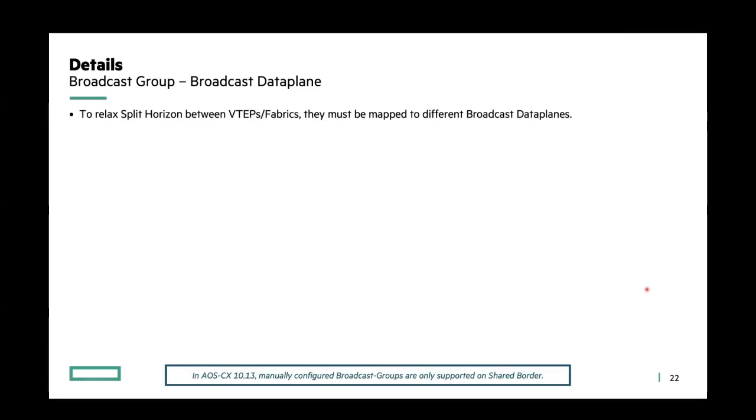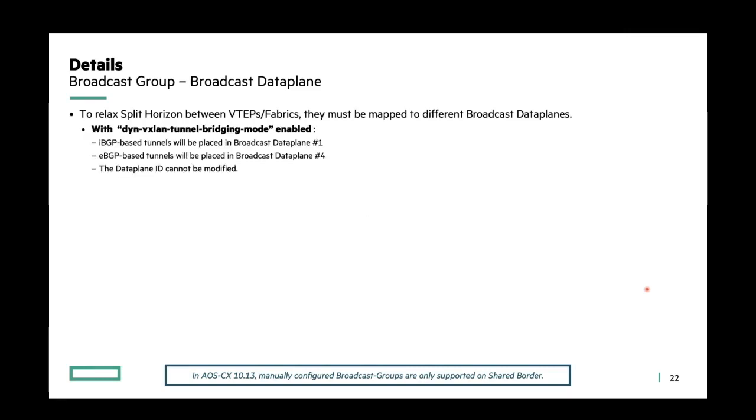Okay, so how can we relax this split horizon rule? To do that, the method already implemented since AOS-CX 10.9 is to enable the dynamic VXLAN tunnel bridging mode. Using this, IBGP-based tunnels will be automatically placed in the broadcast data plane number 1, while eBGP-based tunnels will be placed in the broadcast data plane number 4. This is automatically done by CX. You don't have anything to configure. In this case, a border will be able to forward the legacy traffic and the bump traffic between the fabrics. But with the child border capability, we need to also allow the traffic between several eBGP-based tunnels.